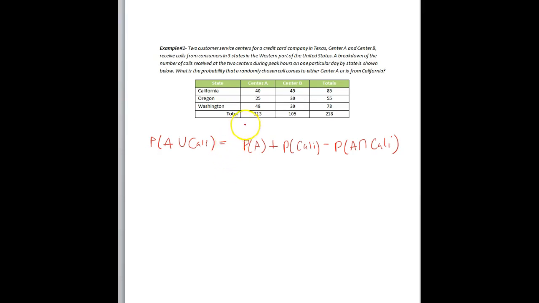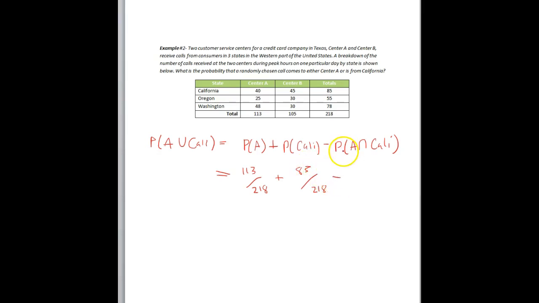Whenever we're working with probability, it's going to be the number of occurrences divided by the total, right? So our big total here is 218. So the probability of something coming from Center A is just going to be that marginal total, 113, and then turning that into a probability, we just divide by the total. And then the probability of California, we go to California and we find the marginal, 85. To get the probability, we divide by 218. That is a 5, I promise.